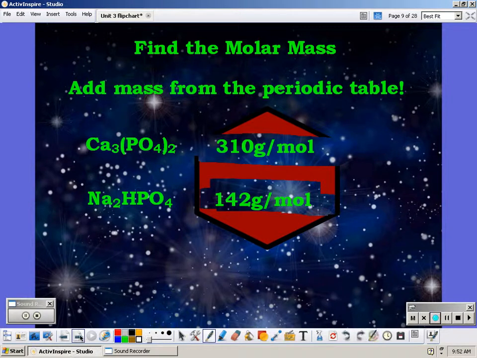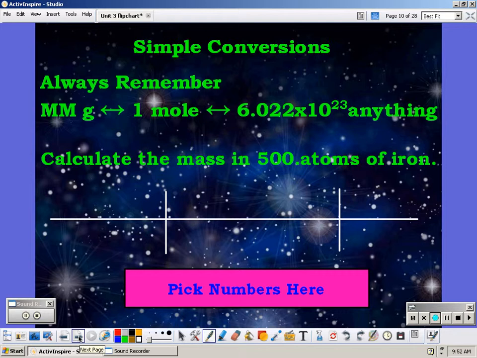Alright, and then we have our simple conversions. So always remember that the molar mass is 1 mole, and that 1 mole is Avogadro's number of whatever it is that you're talking about. So if we want to calculate the mass in 500 atoms of iron, where would we put our numbers? Alright, so 1 mole of iron would go on the top.